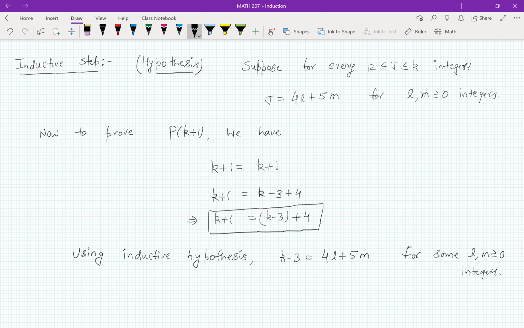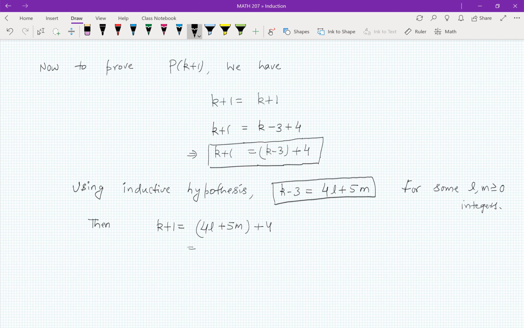Now we can use our inductive hypothesis for k minus 3. Based on the inductive hypothesis, we can say k minus 3 can be written as 4 times L plus 5 times M, where L and M are non-negative integers. Now if you replace the value of k minus 3 in this equation, k plus 1 can be written as 4L plus 5M plus 4, which you can rewrite as 4 times (L plus 1) plus 5 times M, and this implies that my statement P of k plus 1 is true.